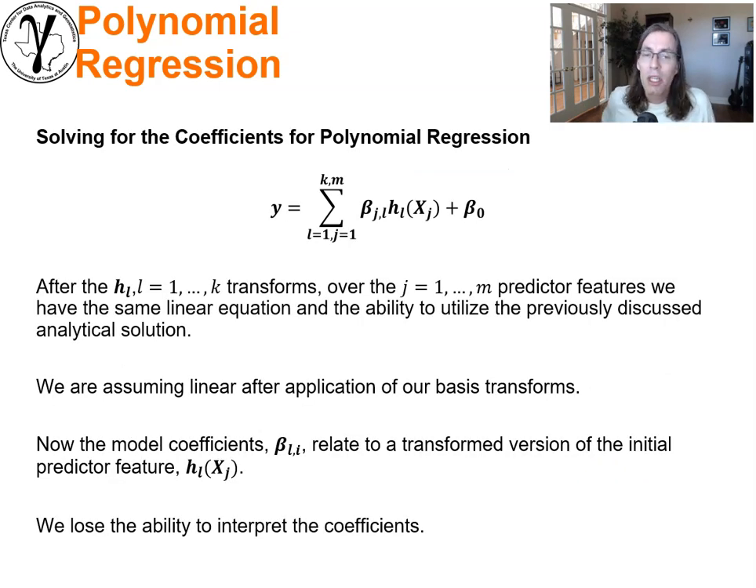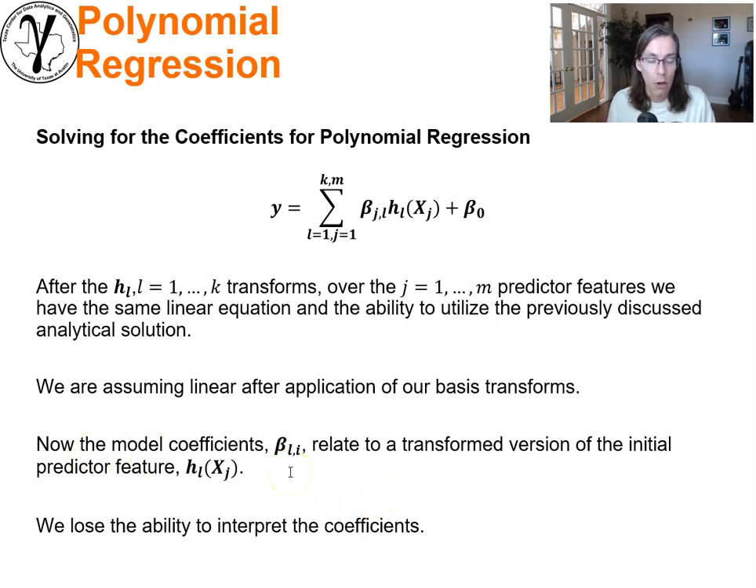Now, how do we solve for the coefficients of this model? Well, what's beautiful about this is that after the nonlinear transforms, we're going to treat this model like it's a linear model. We're taking a linear combination of the nonlinear transforms, which means that we're able to utilize all of the previous math we talked about. In other words, we have access to the analytical forms that were described when we discussed in greater detail and proved the solutions for linear regression. So we're assuming linear after application of our nonlinear basis transforms.